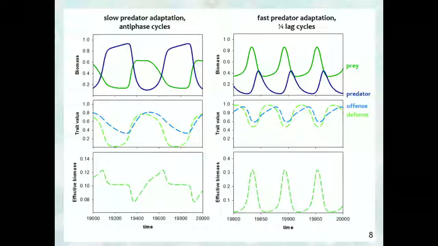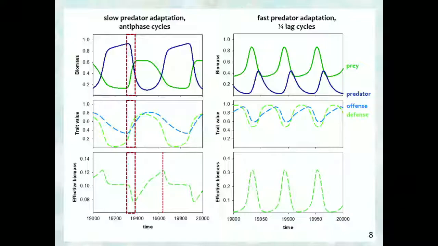Let's look at the anti-phase cycles first. Here we have the increase in the prey biomass. Now, if we look at the trait dynamics going on at the same time, we see that the defense also strongly increases together with the prey biomass, so that if you look at the effective prey biomass, even though the actual prey biomass goes up, the effective prey biomass actually goes down. So the peak in the actual prey biomass is not translated into a peak in the effective prey biomass, which peaks not when the prey biomass itself is at its peak, but long after it has already started to go down.